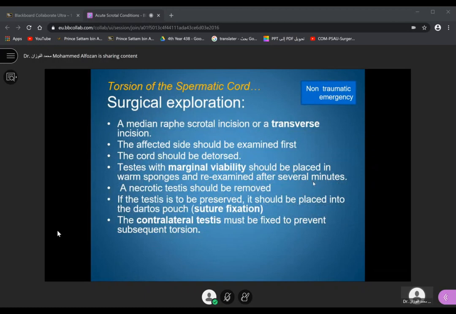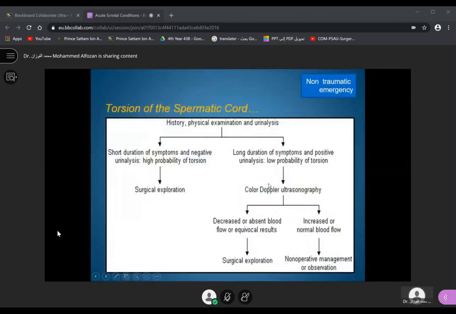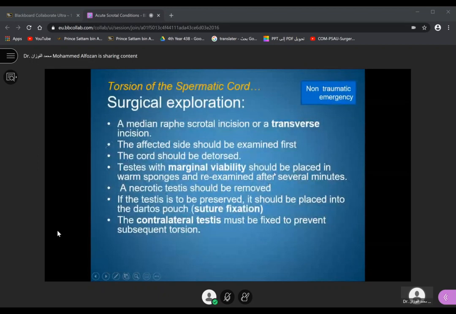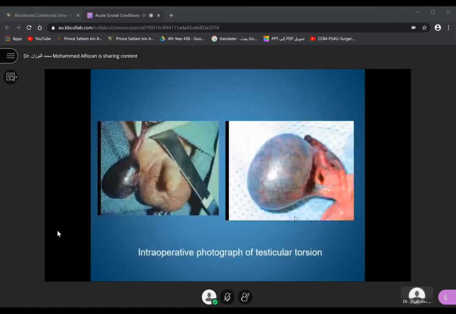So as we said, we will examine the affected side first. Then we'll do a detorsion, restore the testis to a normal anatomical position, wait for a few minutes, wrap it in warm gauze and reassess the viability. If it's viable, then we will fix it in the normal anatomical position and we will fix the other side. If it's not viable, like this one, then we will remove the whole testis with the cord and fix the other side.